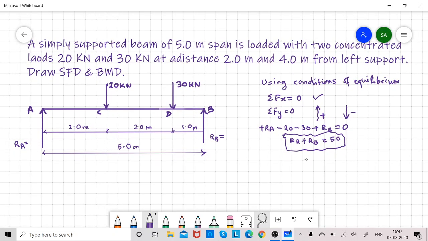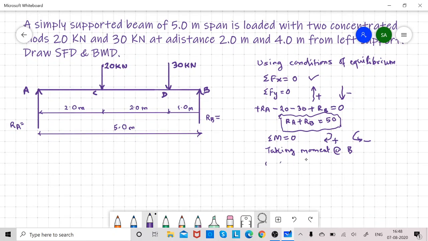Now, to find the share of RA and RB, we will take sigma M equal to 0, that is, applying the third condition of equilibrium: algebraic sum of all the moments must be equal to 0. For that, we will use sign convention, all clockwise positive, all anticlockwise negative. First of all, we will take moment about B. So taking moment about B, RA into 5.